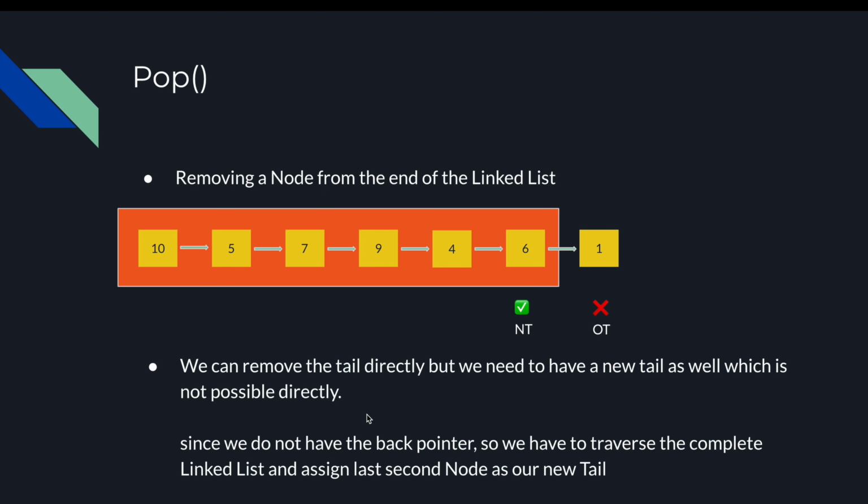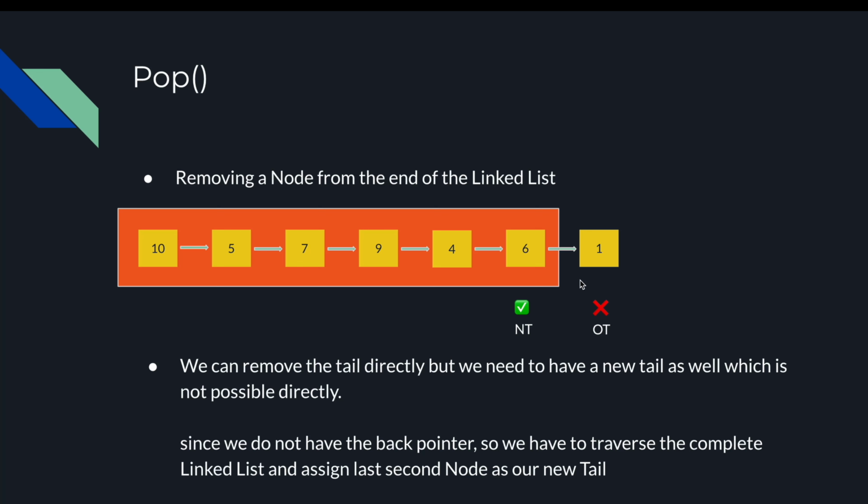Now, before directly jumping onto the code sandbox to implement the pop method, there is one important thing that we need to discuss. So we can remove the tail directly, right? You can simply make the property this.tail as null, but there is one challenge. You cannot make the last second node as your new tail directly because we do not have a back pointer, right? This is a singly linked list, and nodes in the singly linked list always point to the next element. As you can see, 10 is pointing to 5, 5 is pointing to 7, and so on.